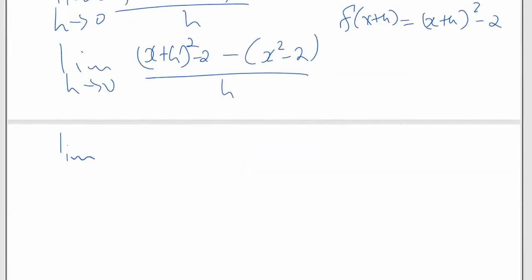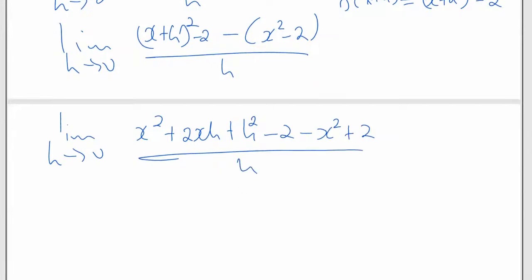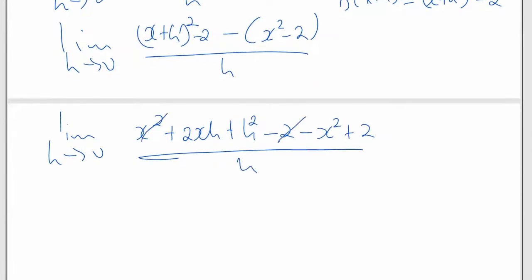Let's open the brackets. Limit as h tends to 0, it's x squared plus 2xh plus h squared minus 2 minus x squared plus 2 over h. I'm opening with the negative sign. So this cancels that.